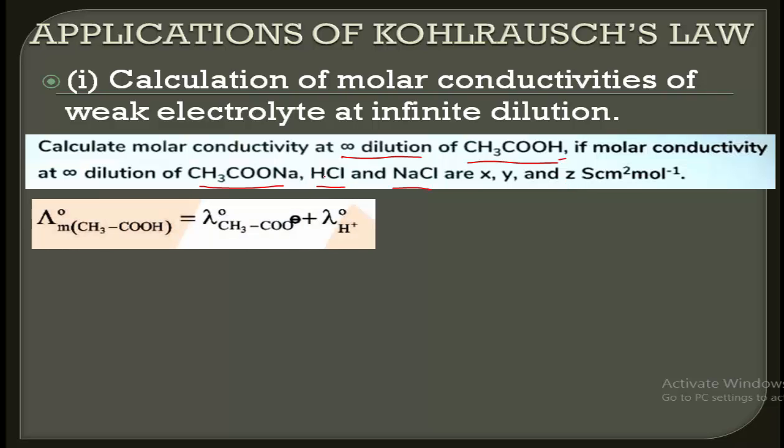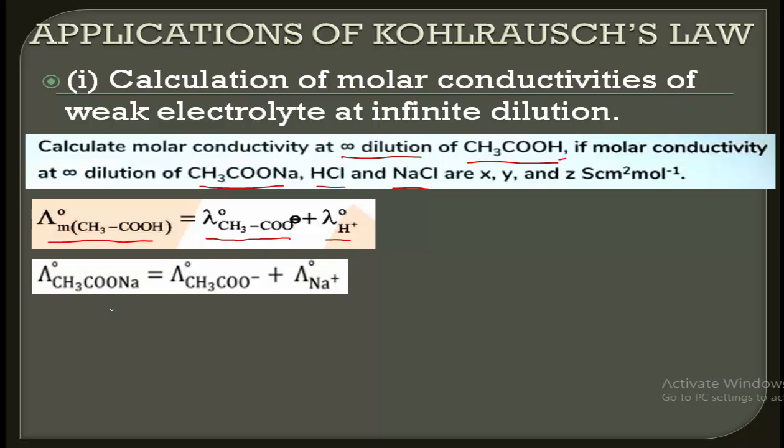As you know, limiting molar conductivity according to Kohlrausch's law is lambda naught CH3COO minus plus lambda naught H plus. Acetic acid gives two ions: the positive ion H plus and the negative ion CH3COO minus. It will dissociate into the cation and anion. Now, as you know, limiting molar conductivity of CH3COONa is equal to lambda naught CH3COO minus plus lambda naught Na plus.